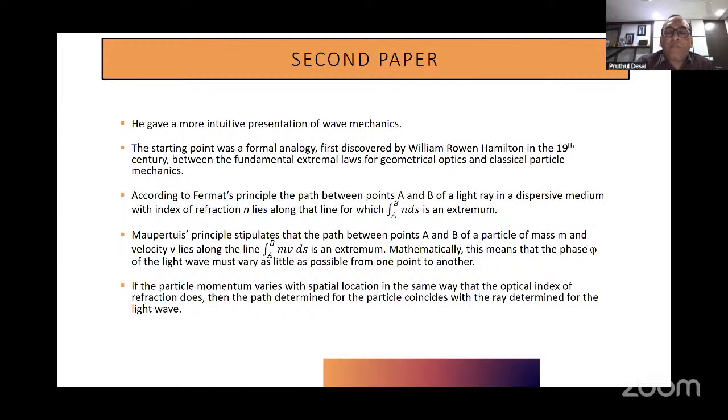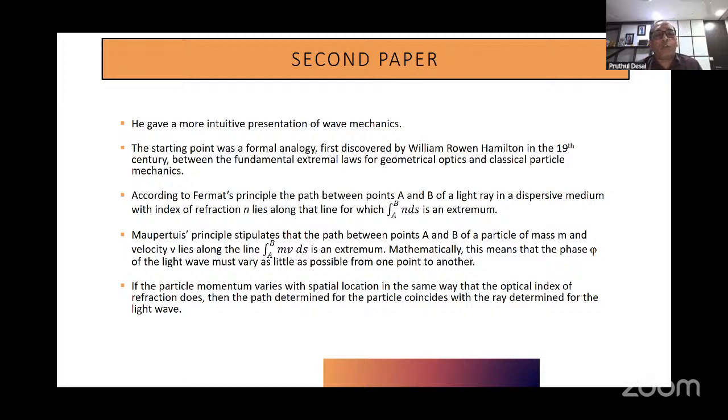But anyway, if you say that Fermat's principle insists that light takes a path for which this integration is an extremum, that means the phase change when light moves from A to B has to be minimum. Now, if particle momentum varies with spatial location in the same way that the optical index of refraction does, see, this is the most important point, then the path determined by the particle coincides with the ray determined for the light wave. See, this is the crux of the entire argument.